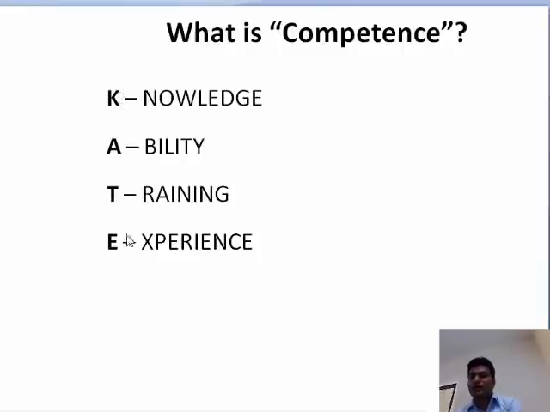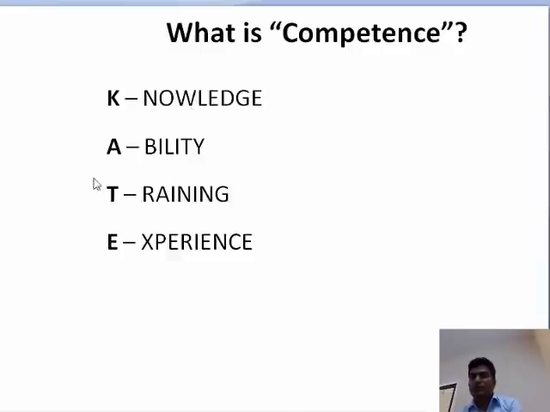There is a new word in the previous slide. What is competence? Competence means 4 things. You can remember it as KATE. K means knowledge. The person who is competent has knowledge, ability, training and experience.